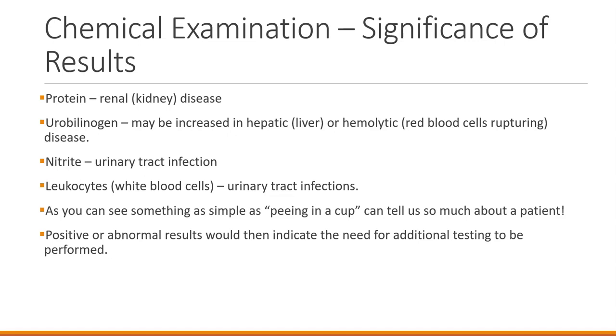Urobilinogen may be increased in hepatic liver disease or hemolytic disease. And hemolytic is the red cells rupturing. Sometimes there are conditions that occur in your body that cause your red cells to rupture. Usually it's an autoimmune process, meaning the patient is reacting against their own blood cells. They don't like them anymore. They destroy them. So we'll get a positive in the blood, and then we'll also potentially get a positive urobilinogen.